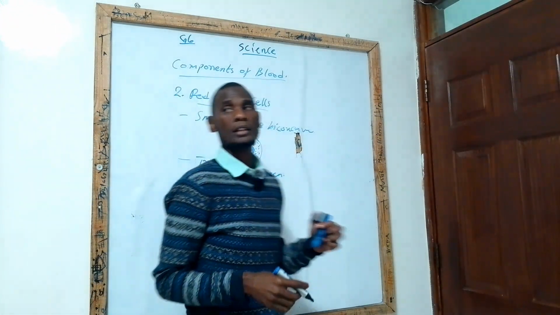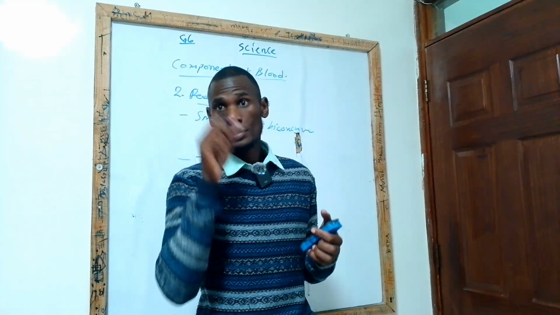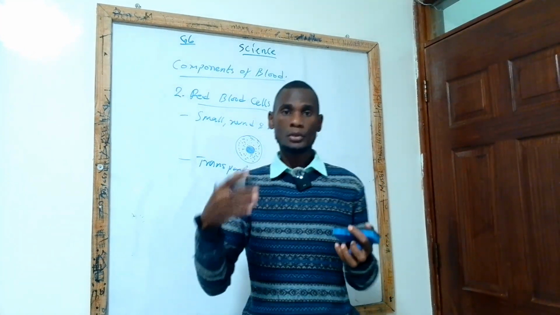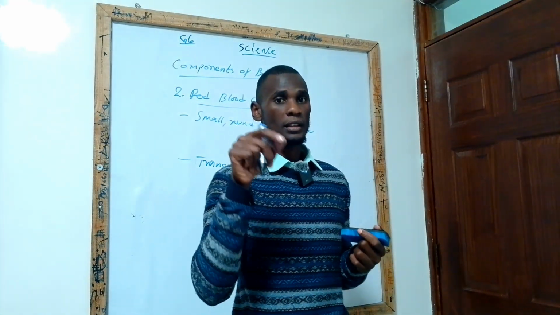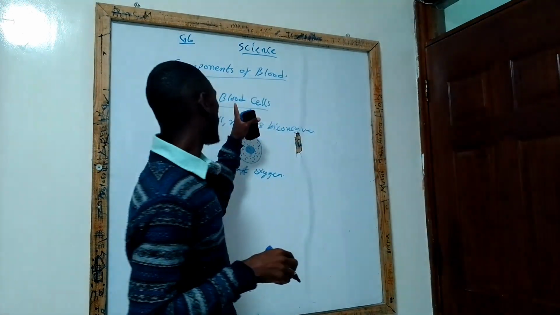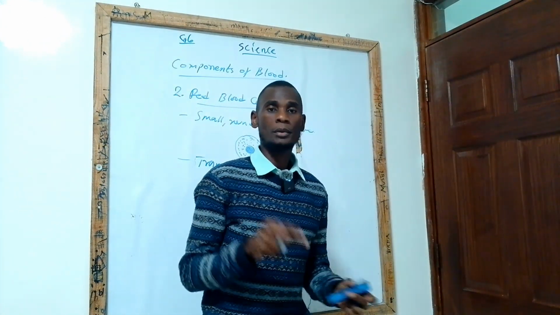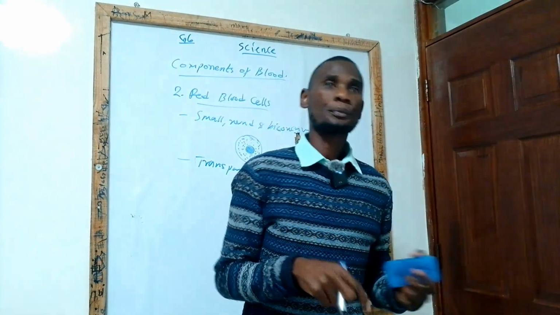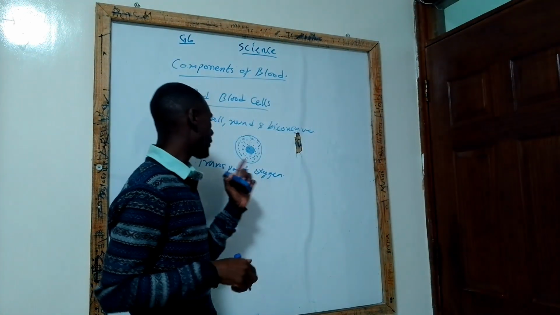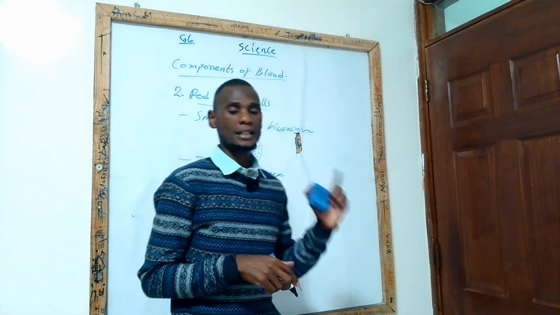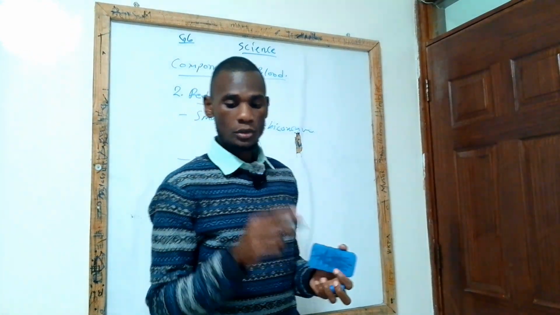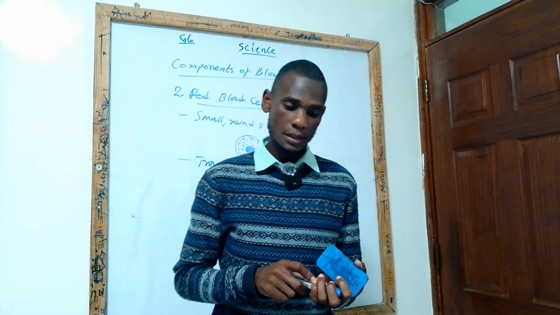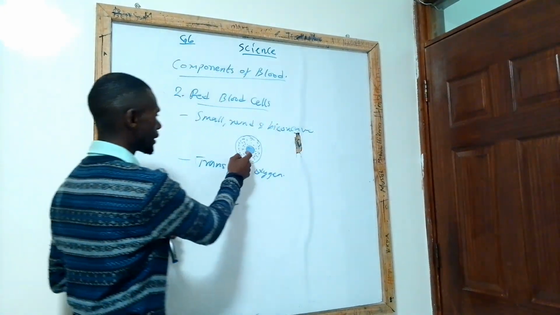So don't say the work of the plasma is to transport everything. It transports many things, except oxygen. That is being transported by the red blood cells with the help of hemoglobin. So that is the work of the red blood cells. It transports oxygen. That is the main function. So this is the structure. This is how it looks.